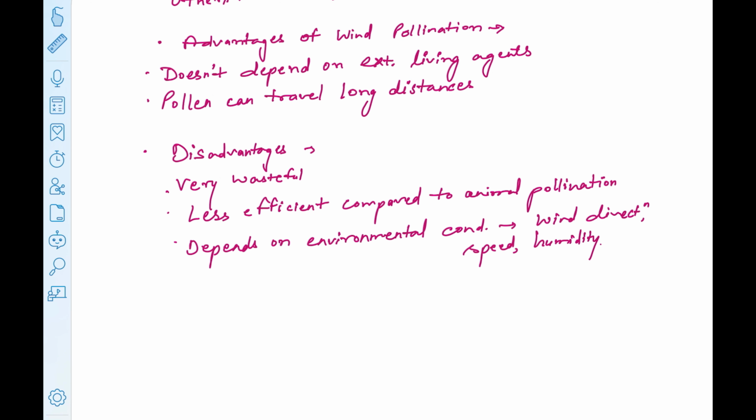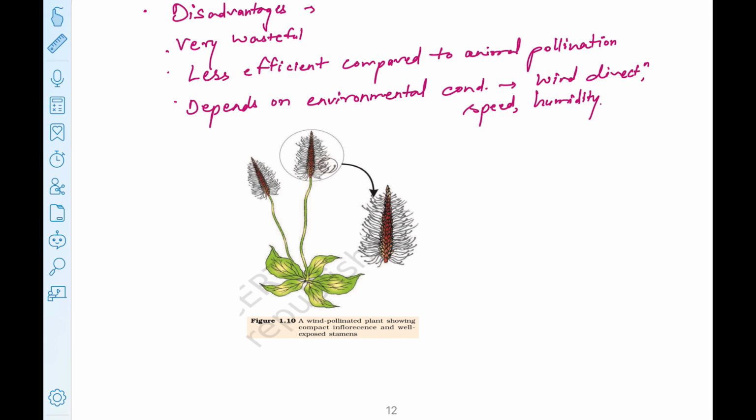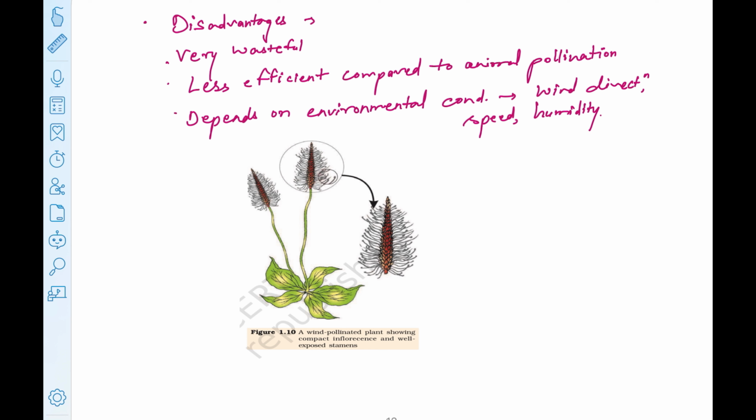So wind pollination is simple, cheap, and common in grasses, cereals, and some trees. Flowers are dull, pollen is light and abundant, and stigmas are feathery to catch pollen. This is an example of a wind pollinated plant that is showing compact inflorescence. You can see here, and they have well exposed anthers. The flowers are grouped together closely. This ensures that a large number of pollen grains are released from many stamens at once, increasing the chances of reaching other flowers.